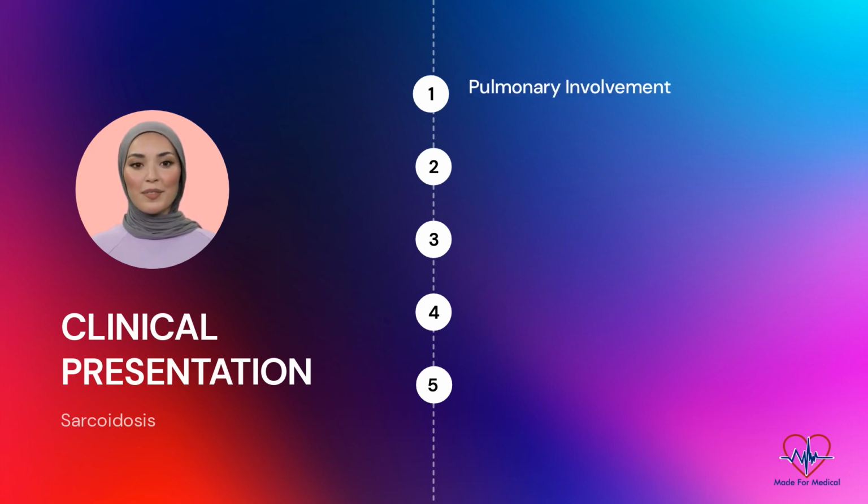Pulmonary involvement. Sarcoidosis often affects the lungs, and pulmonary symptoms are present in the majority of cases. These may include a persistent dry cough, shortness of breath, chest pain, wheezing, and in advanced cases, pulmonary fibrosis. Lymph node enlargement. Enlarged lymph nodes, particularly in the chest and neck regions, are a common finding in sarcoidosis. These enlarged lymph nodes may be asymptomatic or cause discomfort, pain, or swelling.